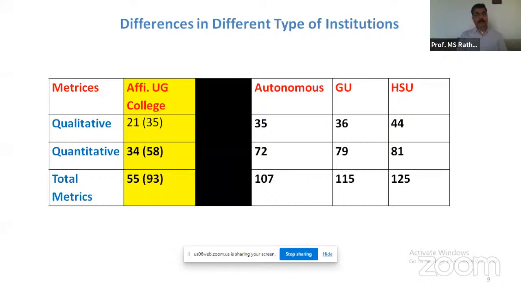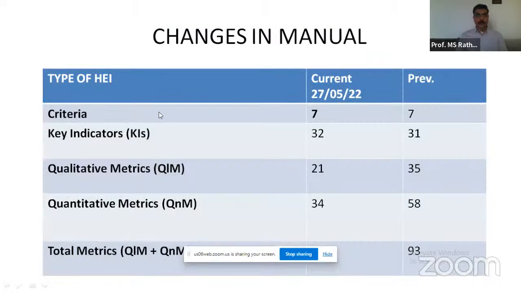Earlier these were 58. Now these have been reduced to 34, and in total it comes to 55. There are different types of institutes, such as autonomous, general universities, or health science universities, with different materials, but now we will focus on the affiliated UG colleges here. There are certain changes that I already told you: the key indicators were 31 previously, now 32, and the qualitative and quantitative metrics have been reduced from 93 to 55.